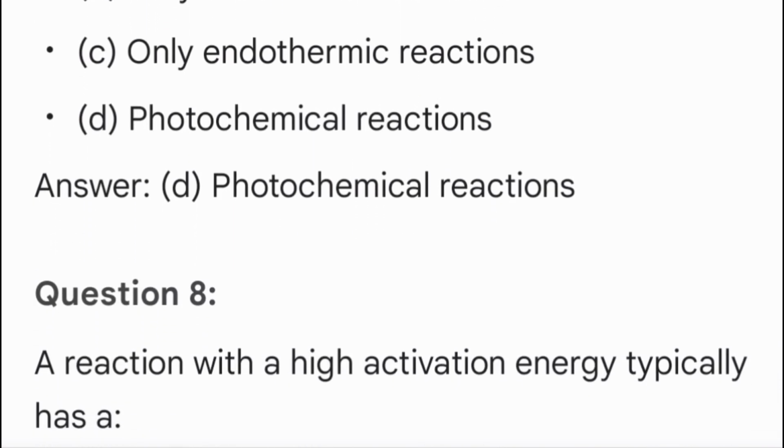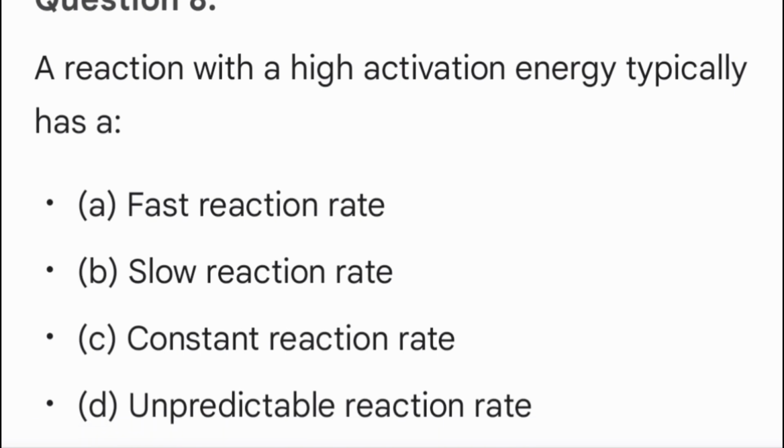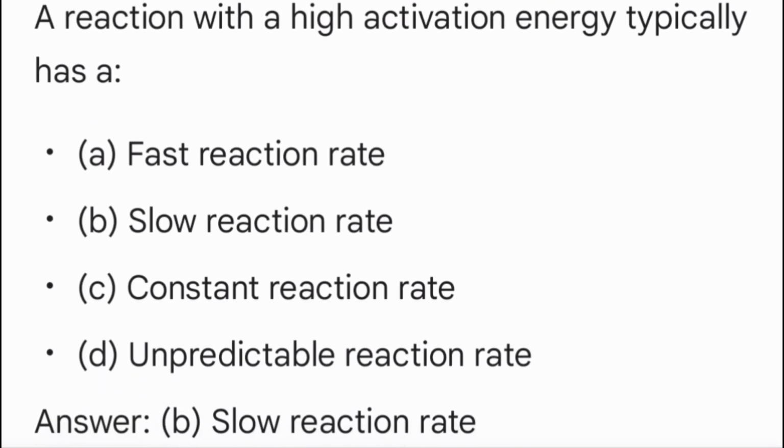Question 8. A reaction with a high activation energy typically has A. Fast reaction rate, B. Slow reaction rate, C. Constant reaction rate, D. Unpredictable reaction rate. Answer, B. Slow reaction rate.